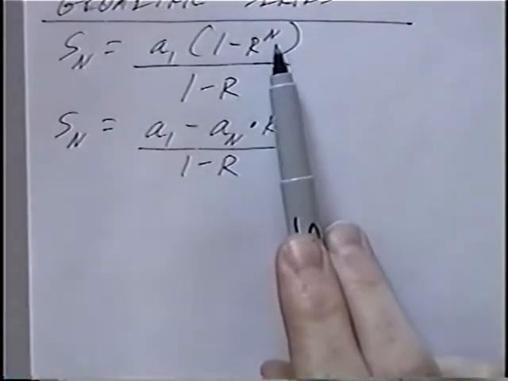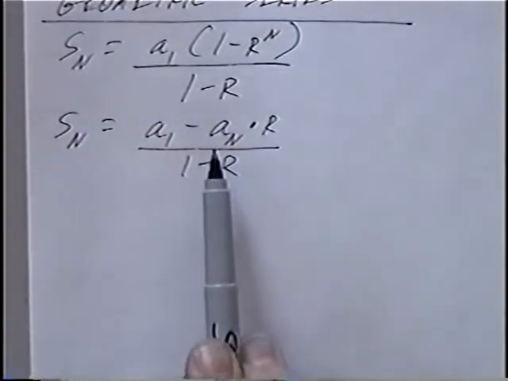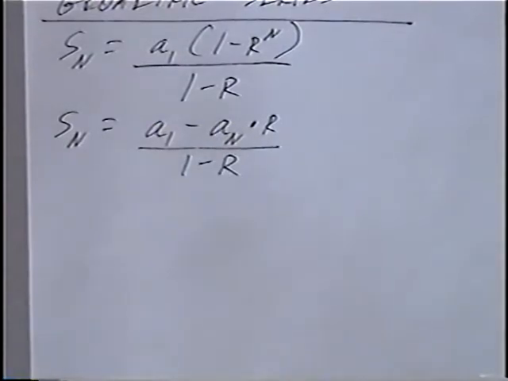Like the arithmetic series, there's two different formulas to find the sum, or S sub n. You can use either formula depending on the information that you're given. The first formula has n, the number of terms, and the second formula has a sub n, which would be the last term.